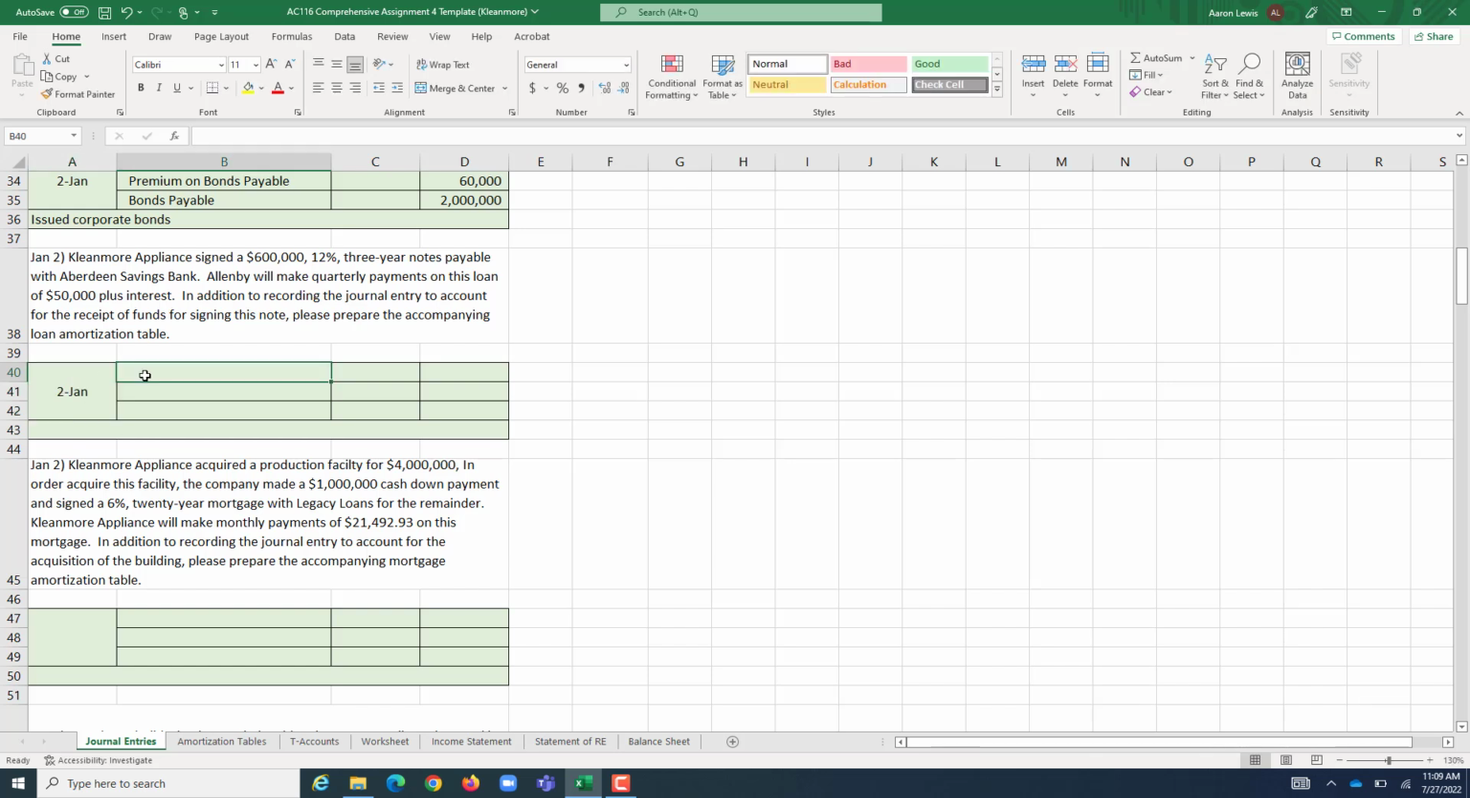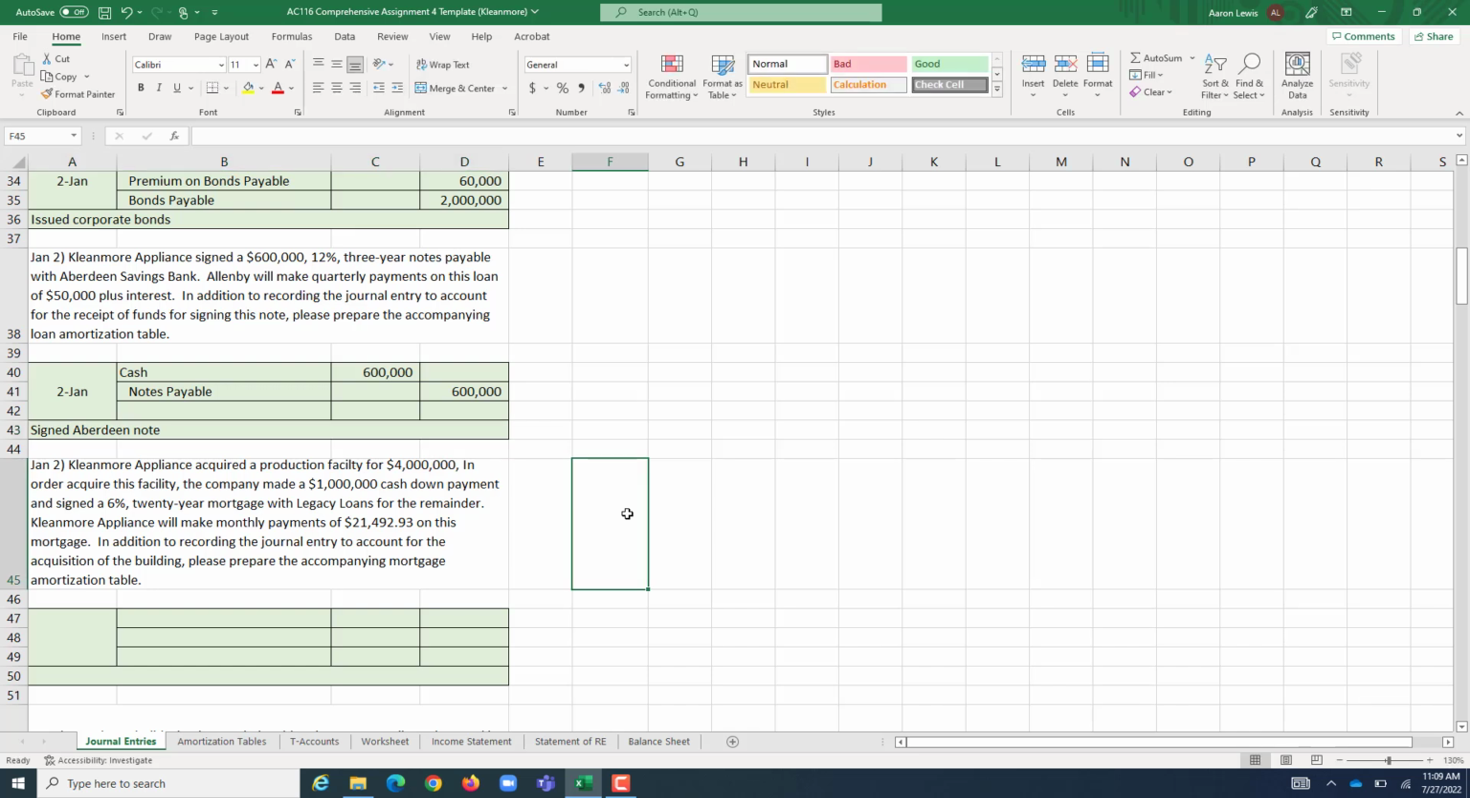The entry, as you've seen by now, to sign a note and receive funds for signing that note, to take out a bank loan, if you will, is always a debit to cash over the credit to notes payable. And it is for the face value of the note, which in this case is $600,000. Take that there, and this is equal to that amount as well. And we have our journal entry. We just need a description. We can say that we signed Aberdeen note.